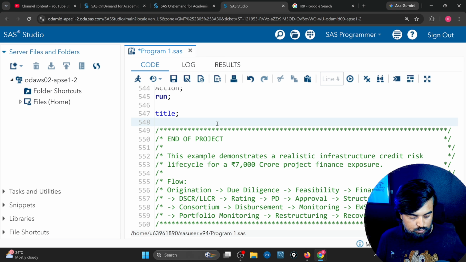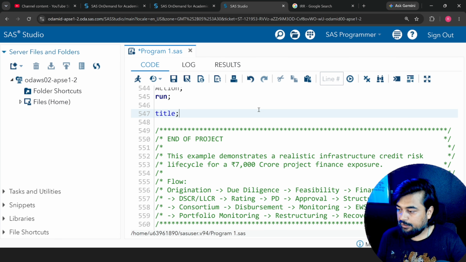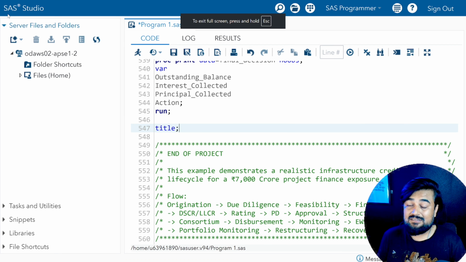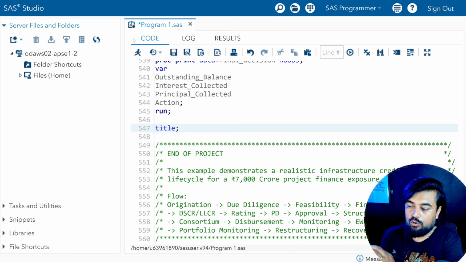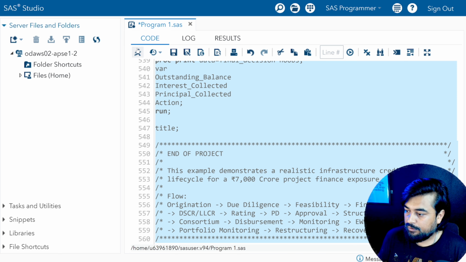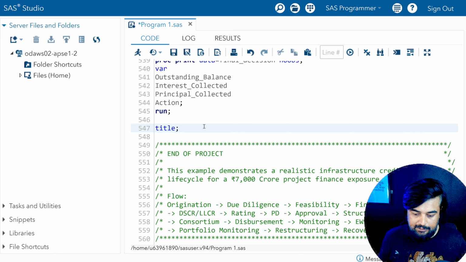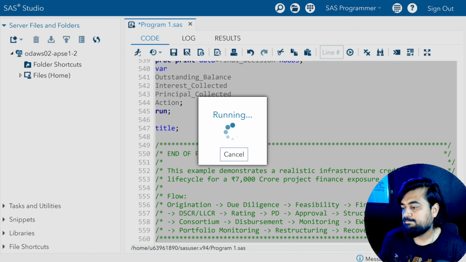Now, if I run this whole code, Control A. And guys, let me again say it to all of you: this is the SAS University Edition. Make your profile on this and run your code free of cost. You are able to save your codes in this. Now I click anywhere, Control A, and select this running person.